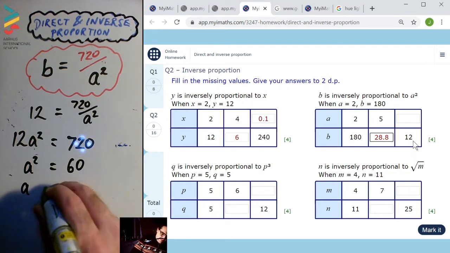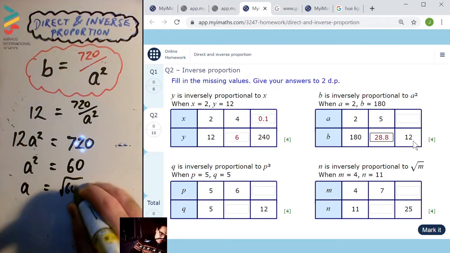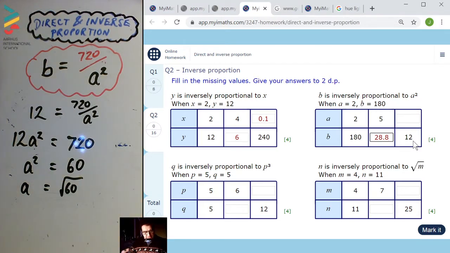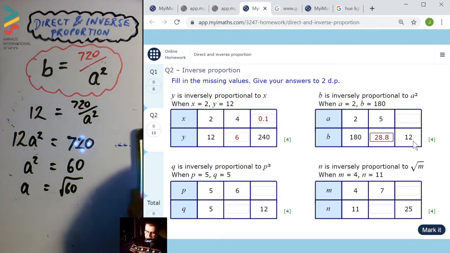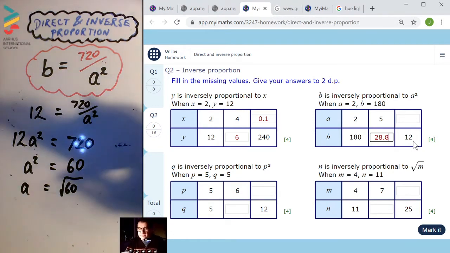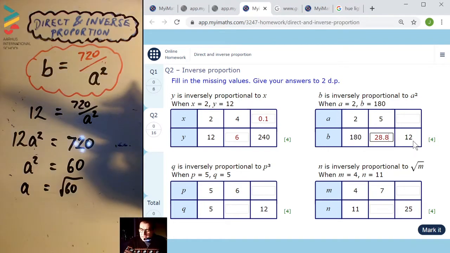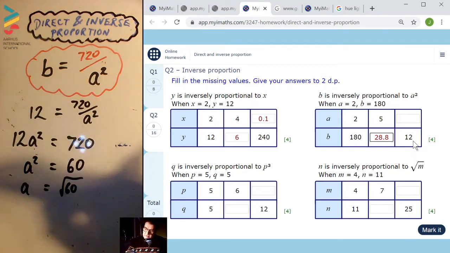So a's got to be the square root of 60. If a squared is 60, a's got to be the square root of 60, which I'm going to need my calculator for. It's going to be 7 point something, isn't it? Because 7 times 7 makes 49, and 8 times 8 makes 64. So it's got to be somewhere between 7 and 8.